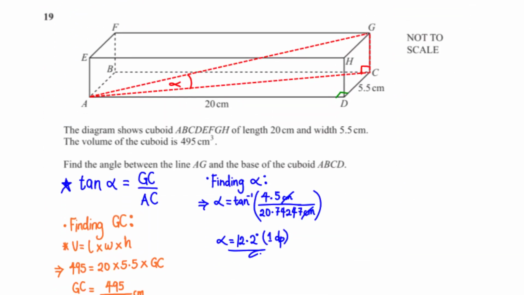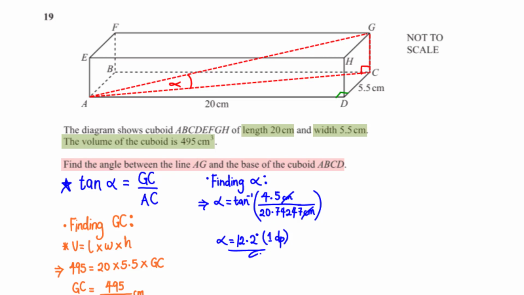The diagram shows cuboid ABCDEFGH of length 20 centimeters and width 5.5 centimeters. The volume of the cuboid is 495 centimeters cubed. Find the angle between the line AG and the base of the cuboid ABCD.